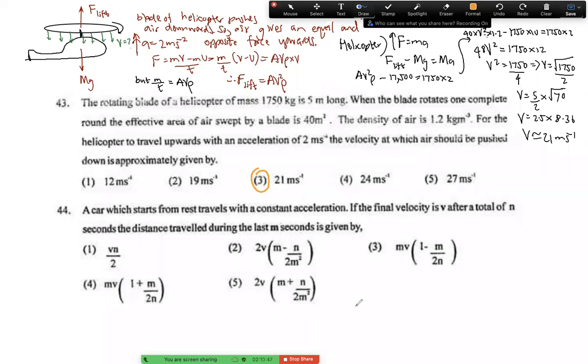Last m seconds means, should it be after last m seconds? Interesting. Last m seconds.